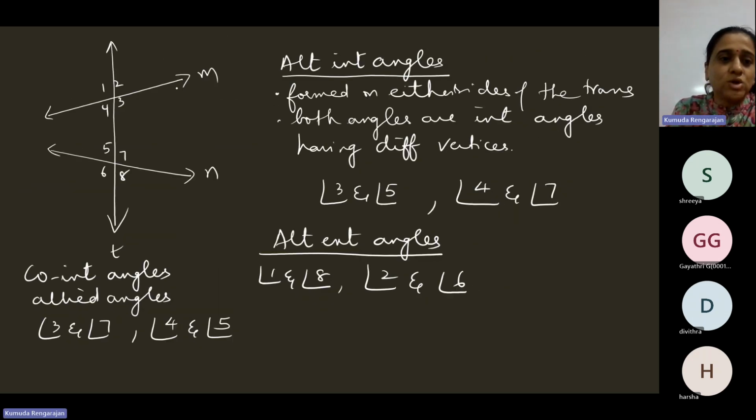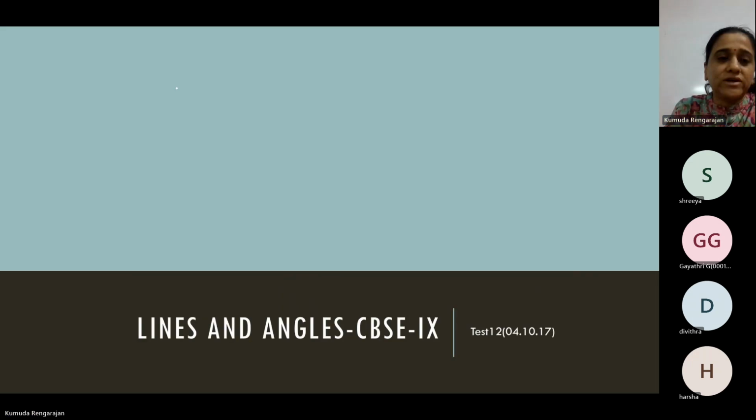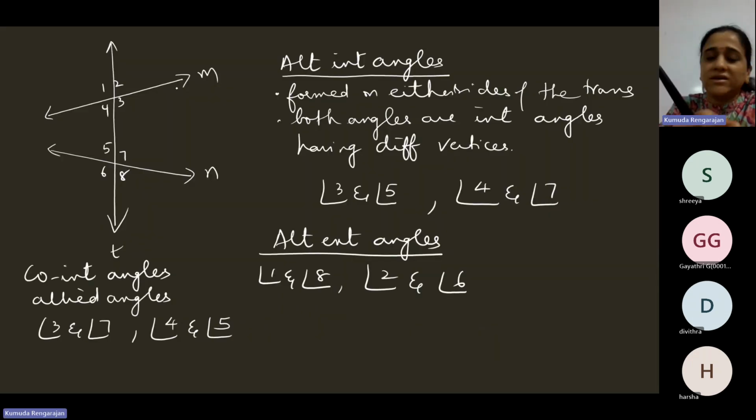In this figure, we don't have parallel lines. I showed you this figure, no? Here the lines are not parallel. That's not the criteria at all. Whether the lines are parallel or not parallel, vertically opposite angles are always equal. Angle 1 is equal to angle 3 because they're vertically opposite angles. 2 is equal to 4. 5 is equal to 8. 7 is equal to 6.